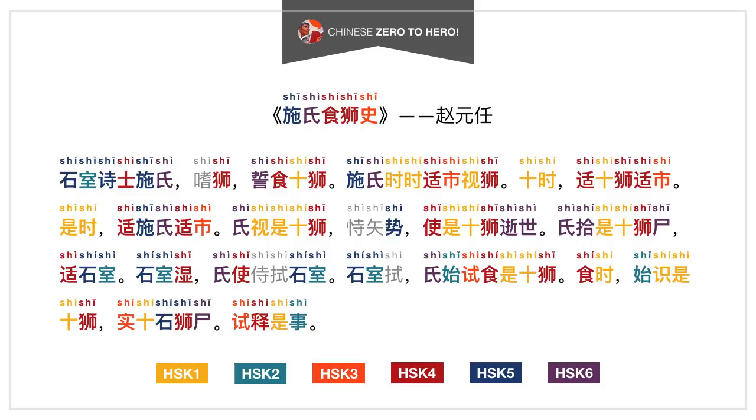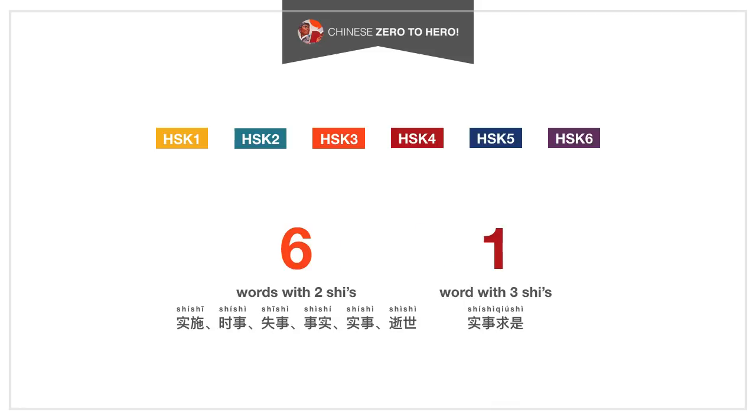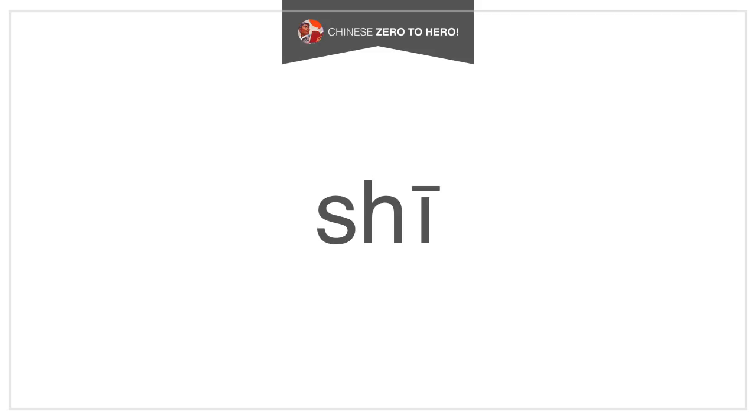Here we have the characters highlighted by their HSK levels. From HSK 1 to 6, you'll learn 39 characters that sound like sh, and 249 words that contain those sh characters. And of those 249 words, there are 6 words with 2 sh's, 十十, 十是, 十是, 事实, 时事, and 事事. And 1 word with 3 sh's, 实事求是. So in this video, let's learn all 249 of them. Let's start with sh characters with the first tone.